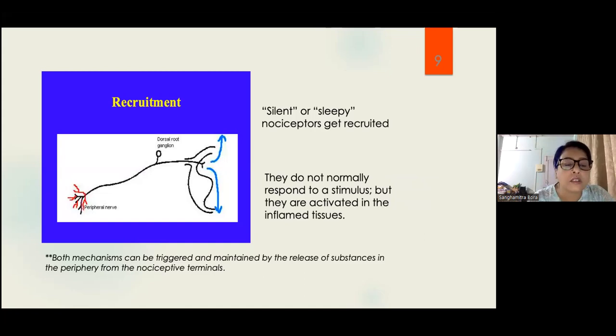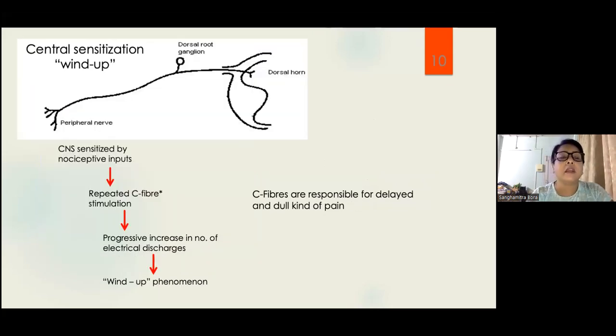Henceforth, both the mechanism of peripheral sensitization and recruitment can be triggered and maintained by the release of these substances in the periphery from the nociceptive terminals. Now, what happens if we do not treat the patient or the pain at this point of time? There's something called central sensitization.